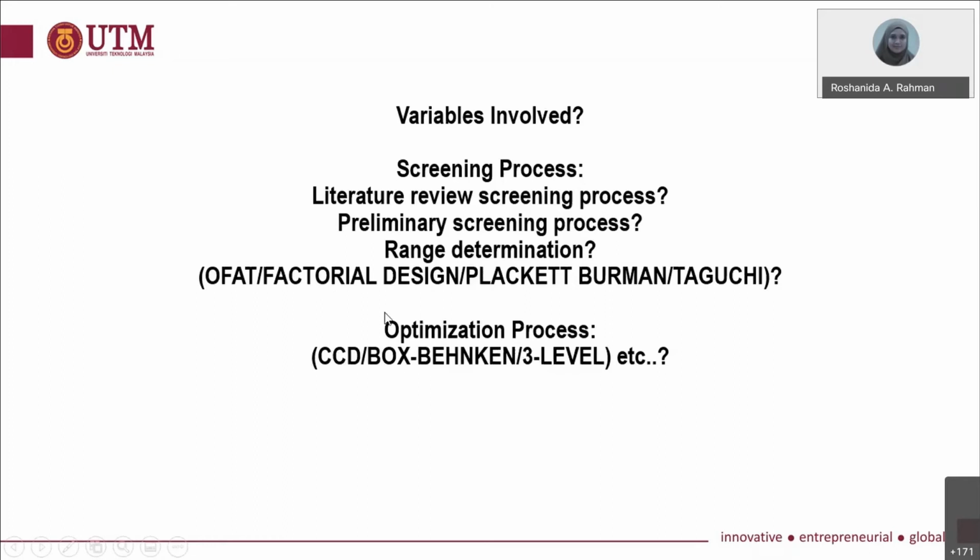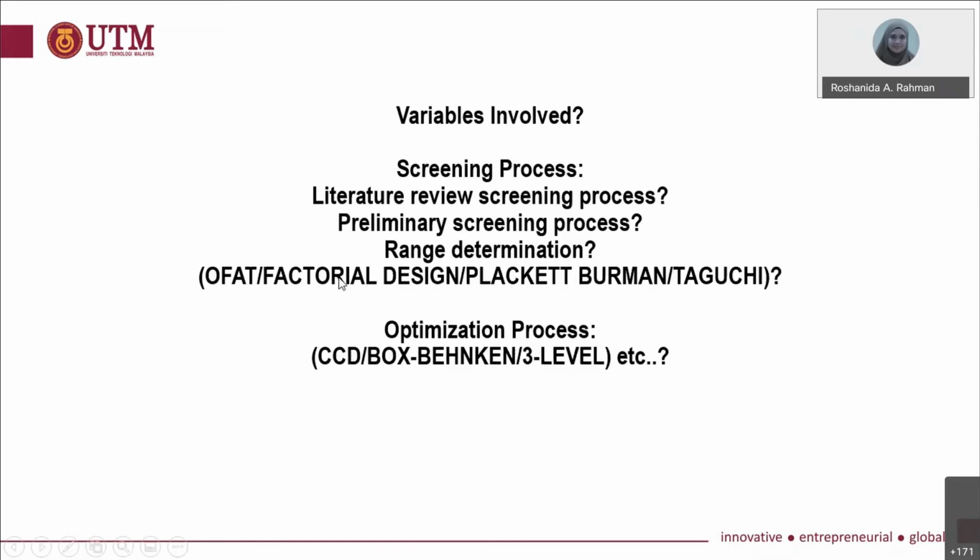And also next is Box-Behnken. Box-Behnken is also one of the familiar designs that have been chosen in many optimization processes. It has 3 levels. If in 2-level factorial design we have -1 and +1, in Box-Behnken we have to put exactly the value of 0, the center point.